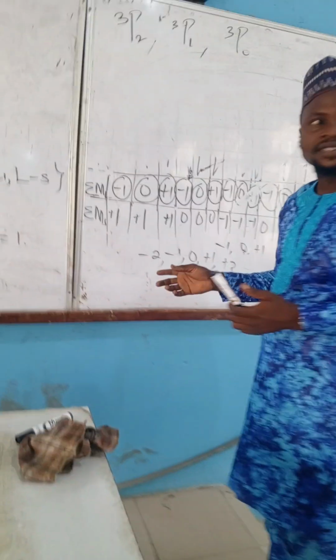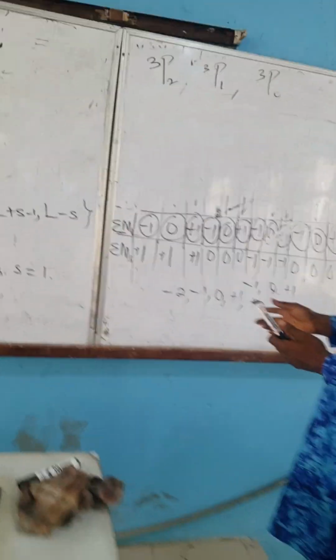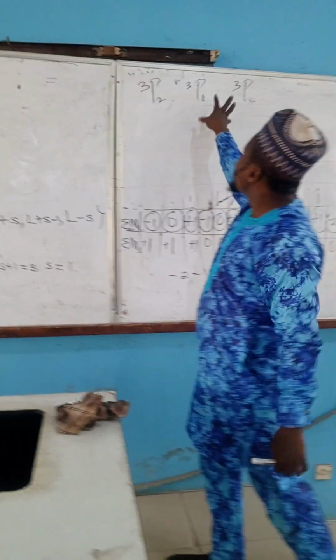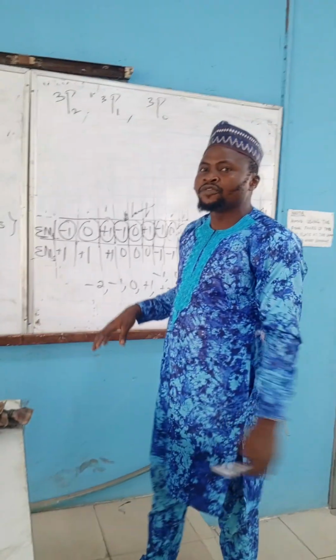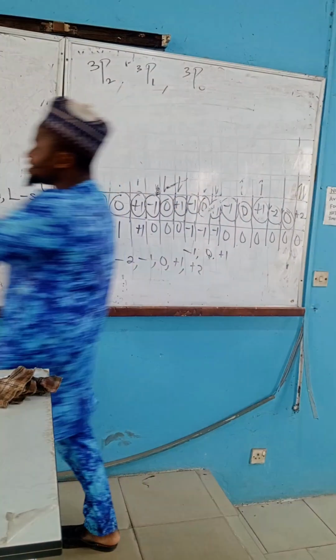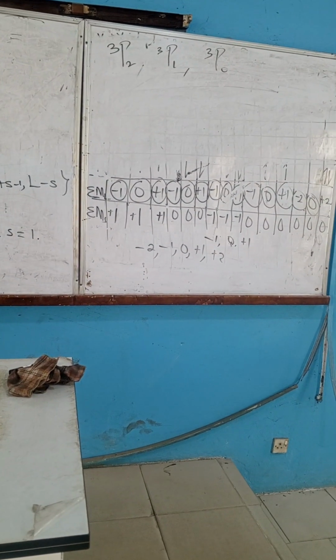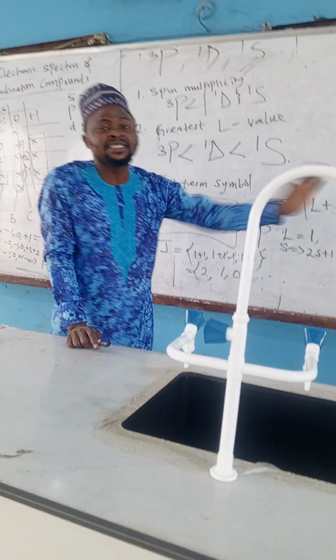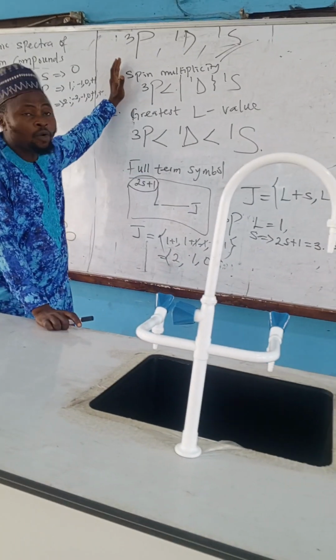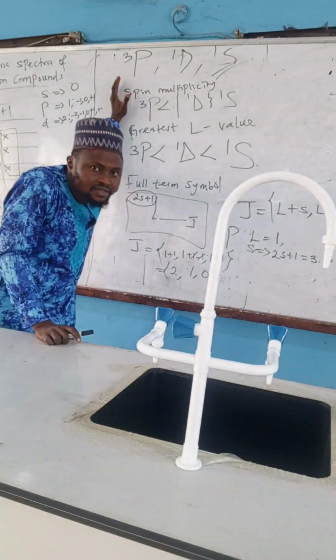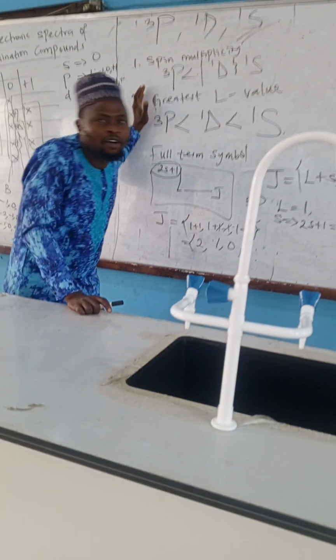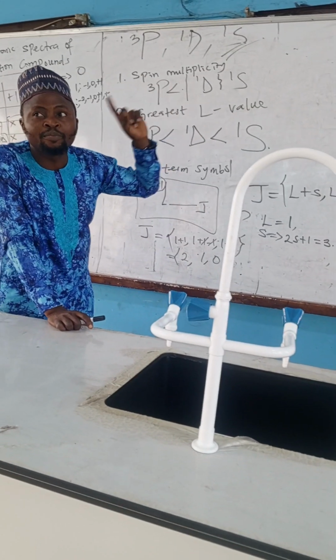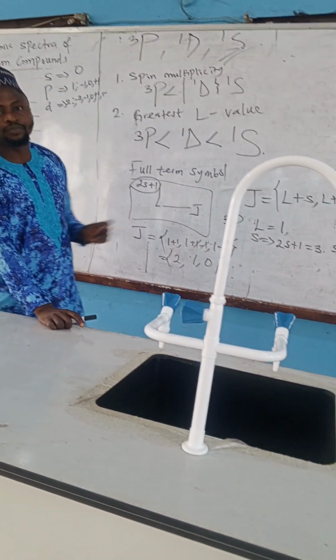How do we place them? It's quite easy. Like I said, which one is the lowest in energy level? That is the third law, the third principle, to arrange them in increasing energy level. Principle number 1, spin multiplicity. Principle number 2, greatest L value. Principle number 3 is the J value.